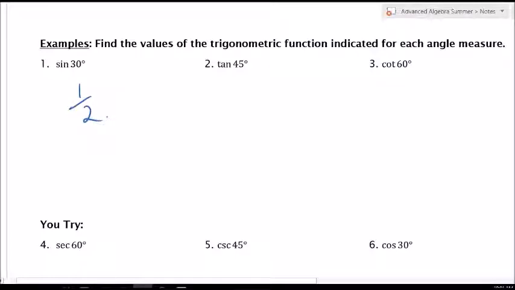Tangent of 45. Well, tangent is defined as sine over cosine. So that's sine 45 over cosine 45. So if we plug in from our unit circle, at 45, sine is root 2 over 2. And cosine is also root 2 over 2. Since these are the exact same number on top and bottom, we know they cancel out to just give us 1.